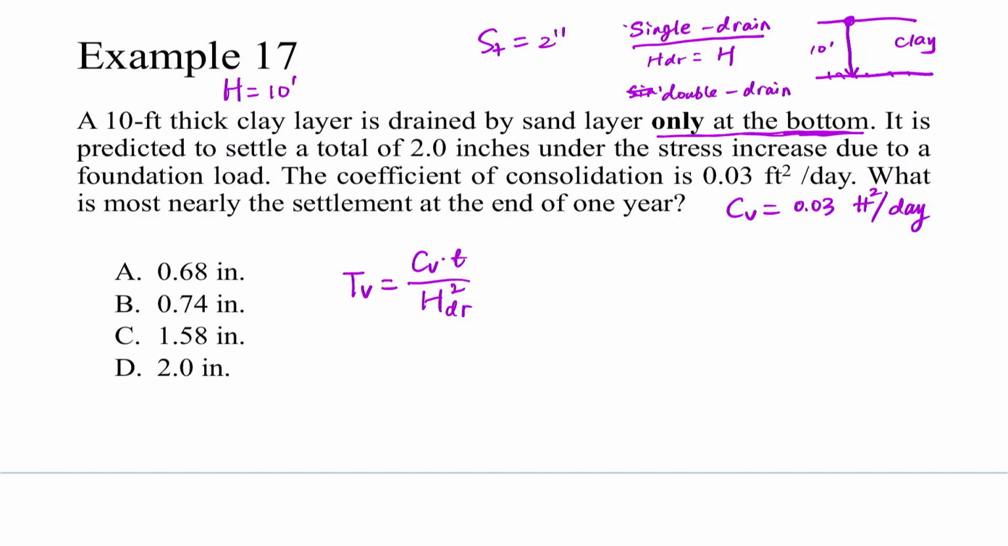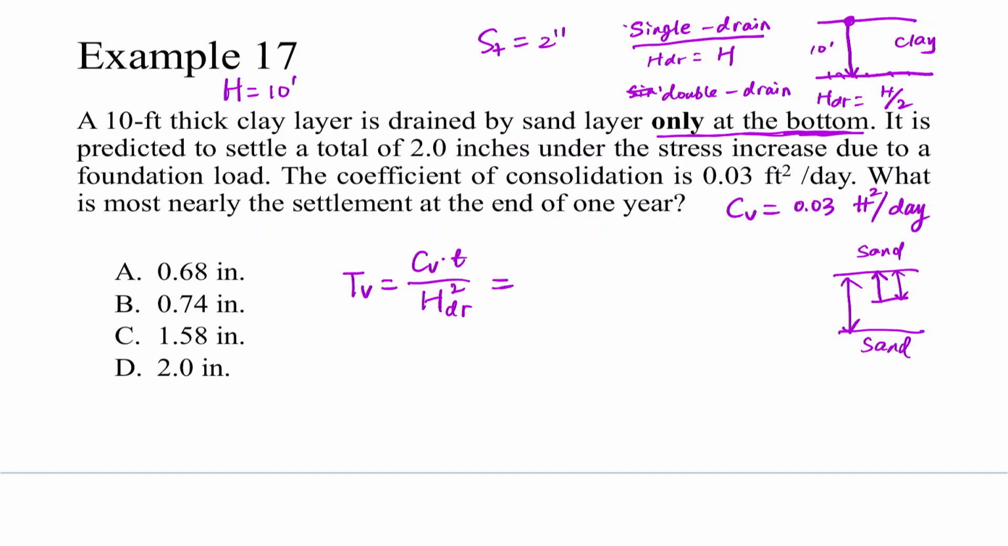sometimes you would have double drain condition. That is, you have a clay layer with sand at the top and sand at the bottom. Could be sand, could be highly weathered rock. And then the water can go either way. So the maximum length of the drainage would be half of your thickness of the soil. For our case over here, it's a single drain, so your H_dr is essentially H.